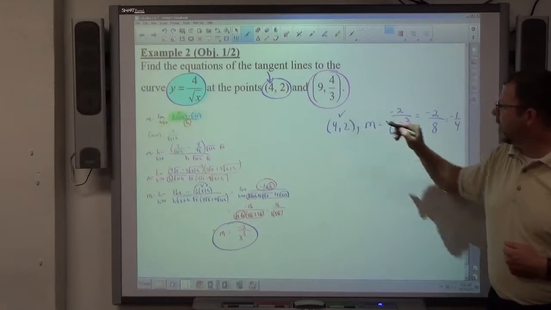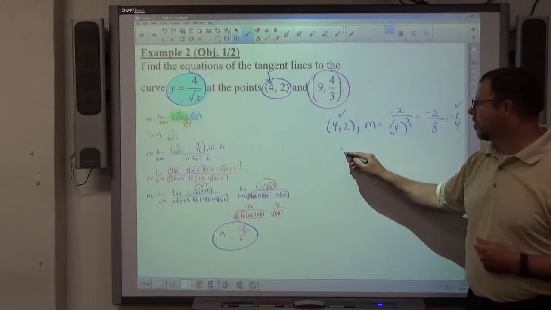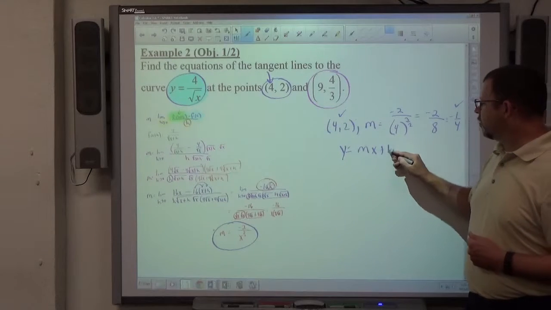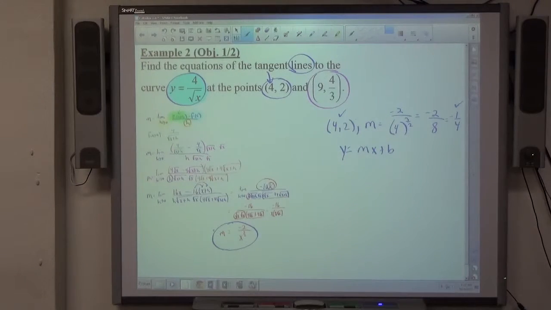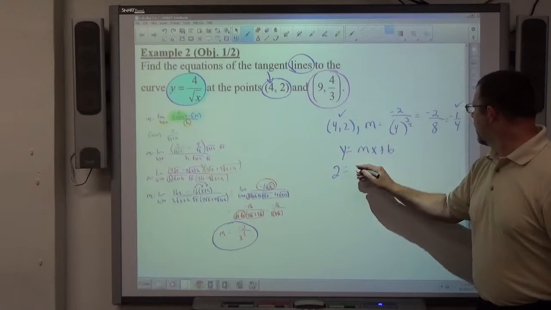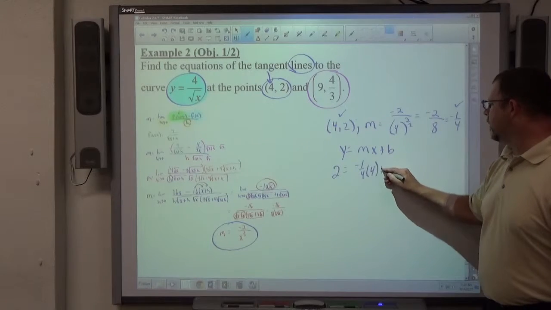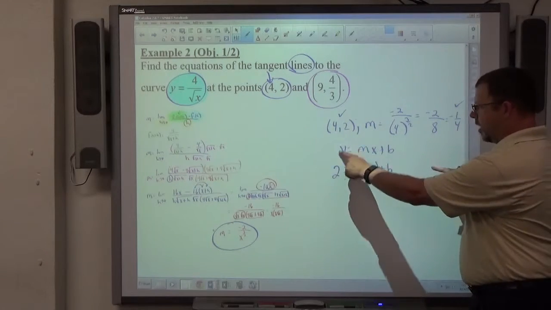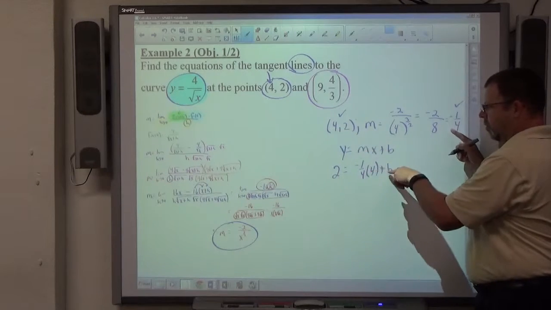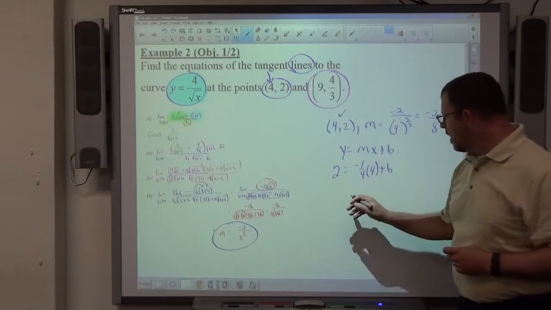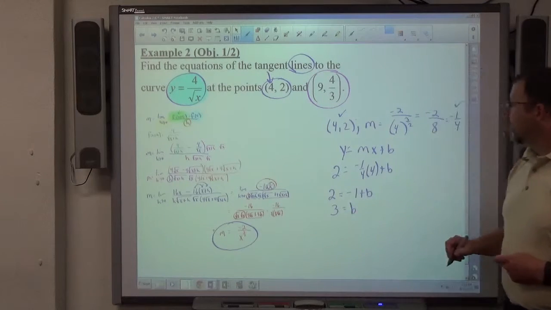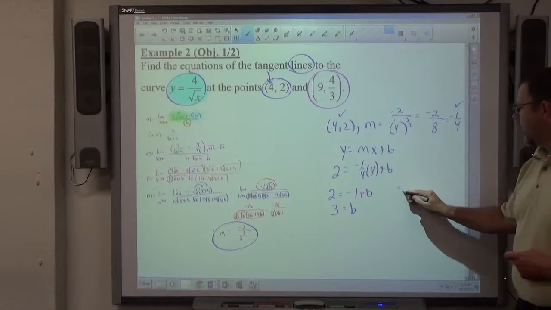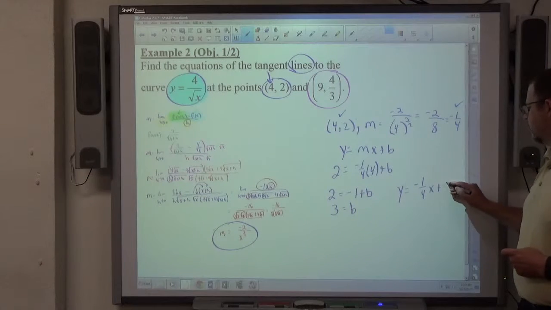So I've got a point of tangency, I've got a slope, and I've got my y equals mx plus b. I know this structure is legal because it says tangent lines. Lines have y equals mx plus b always, no matter what class you're in. That's what a line looks like. So y, 2, equals m, negative 1/4, times x, 4, plus b. Substitute the 3 values in that we know. That gets me 2 equals negative 1 plus b, so therefore b is equal to 3. So one tangent line, the one that goes through 4, 2, is going to be y equals negative 1/4 x plus 3.